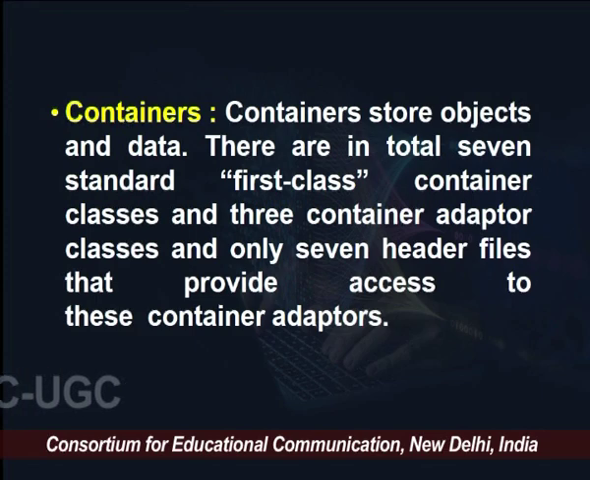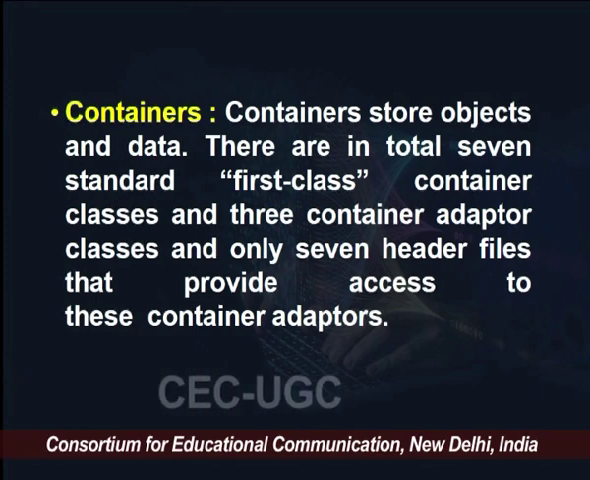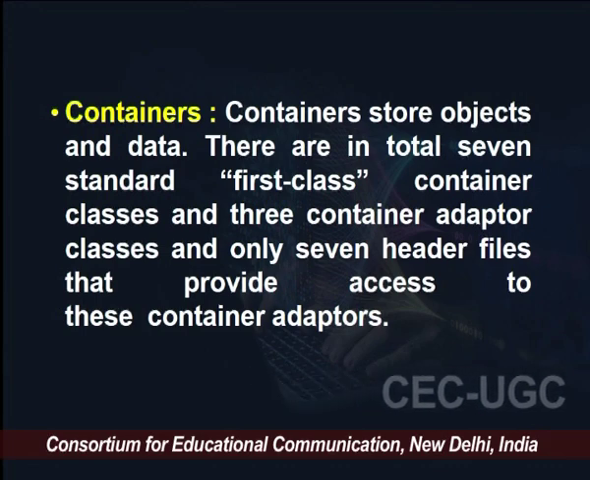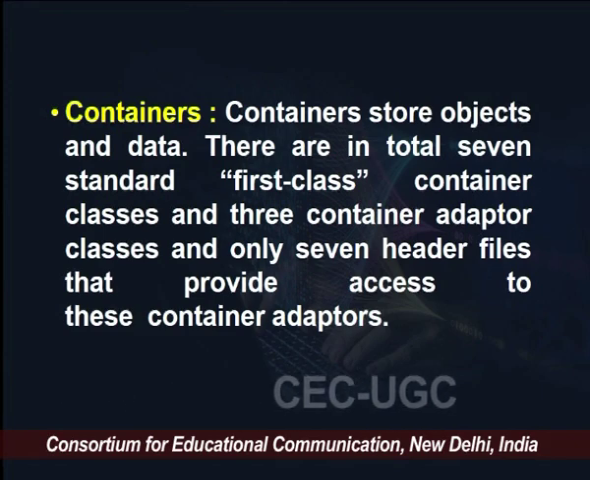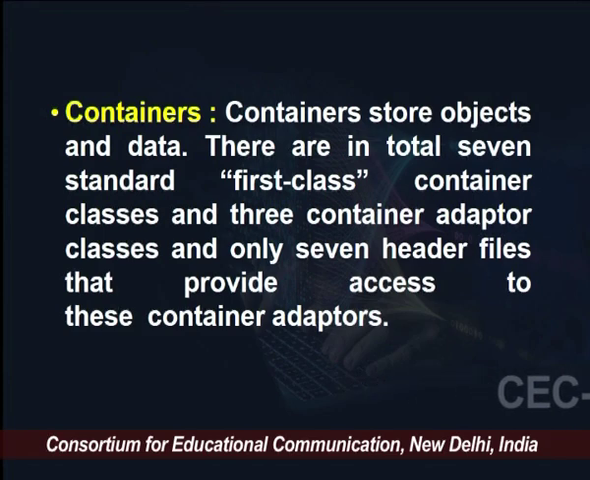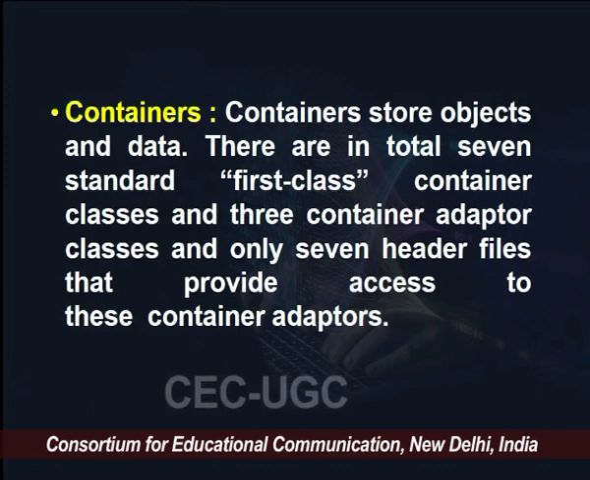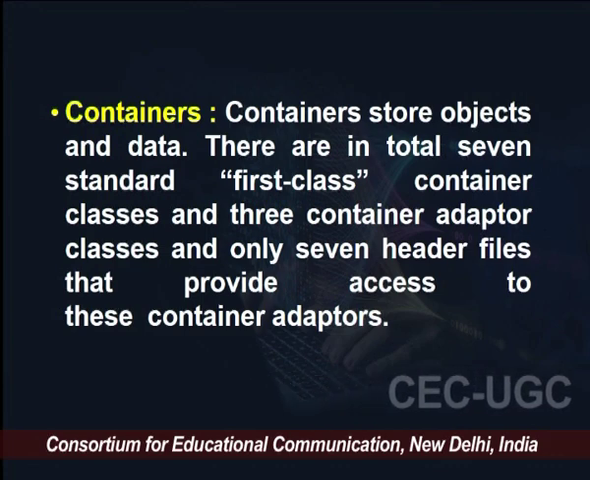So a container stores objects and data. Basically, there are a total of 7 standard containers, known as first class container classes, and 3 container adapter classes. Apart from that, there are 7 header files that provide access to all these container adapters. So we have 7 standard first class container classes, 3 container adapter classes, and 7 header files which provide access to them.